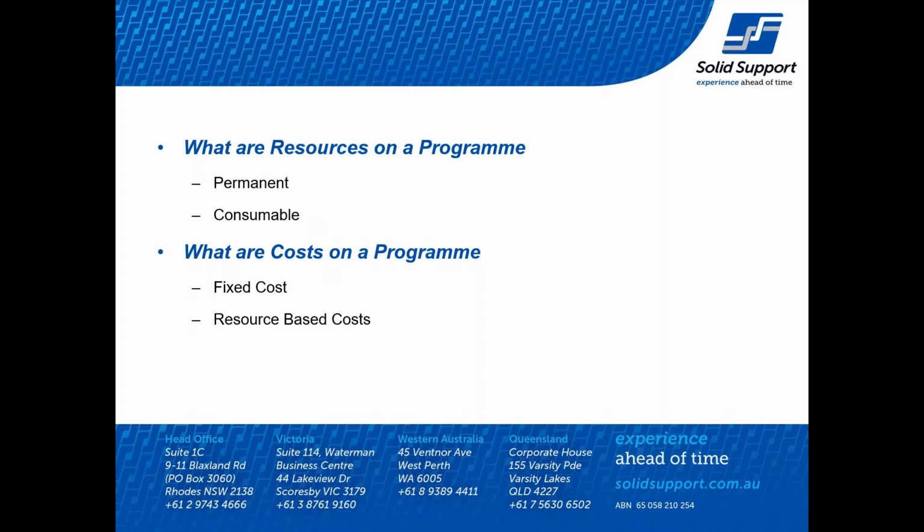What are costs on a program? In general terms, they're fixed costs on a project or costs you're allocating to the program itself. That can be done on a fixed basis, which means you directly allocate costing values to a particular activity, broken down by different cost centers, which we'll look at as we go through.